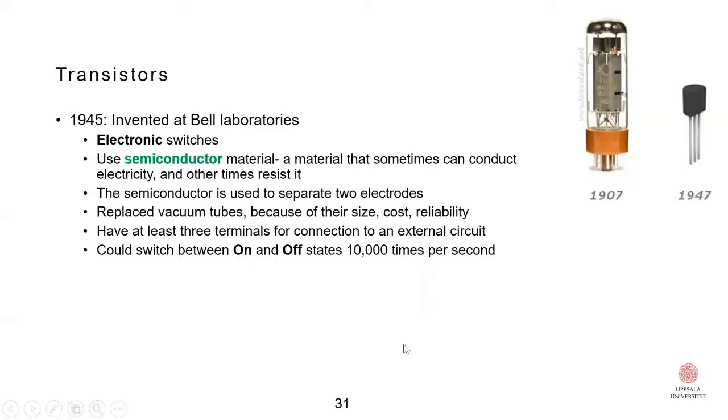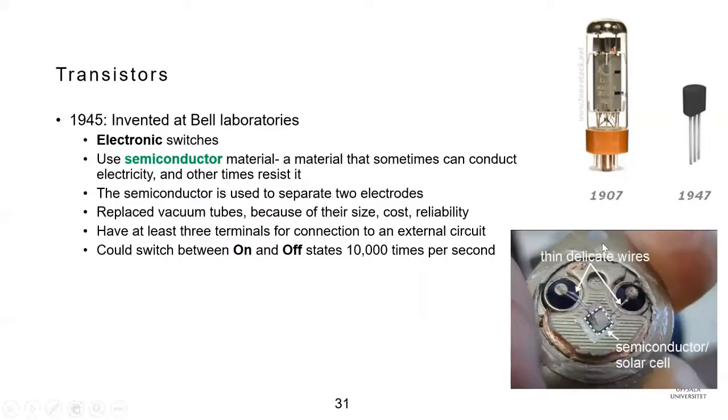So this semiconductor material was used to separate two electrodes. So here we see inside the transistor. These two are its electrodes and they are connected to the semiconductor material. So as I said, if you apply high voltage to the semiconductor material, it acts like a conductor. So then electricity can flow from one side to the other side. But if you apply low voltage to it, then it will be like a resistor. So it doesn't allow electricity to flow through. So it becomes like a switch that goes on and off.